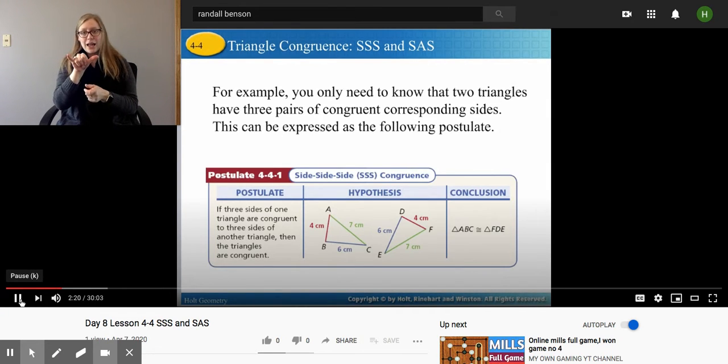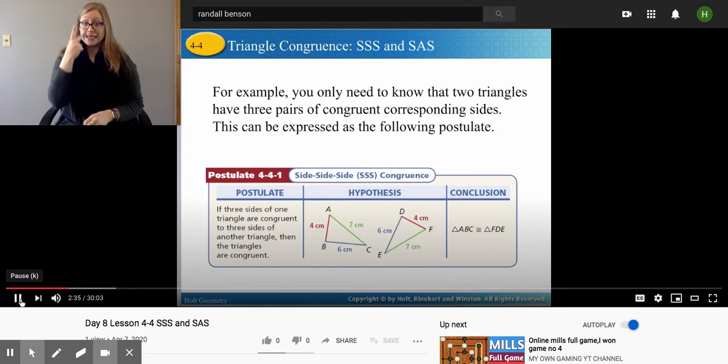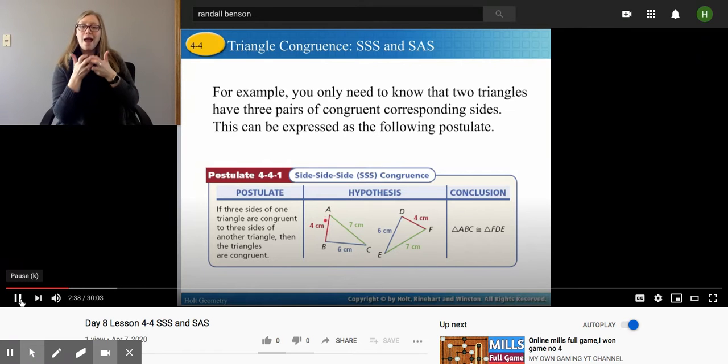So the first postulate is the side-side-side congruence postulate for triangles. It just says that if 3 sides of one triangle are the same as 3 sides in another triangle, then those triangles are congruent. And you can see here that they color-coded the picture. So we have the red side is 4 centimeters here.